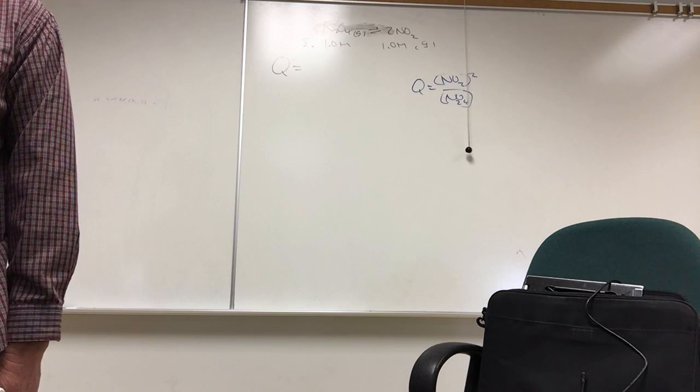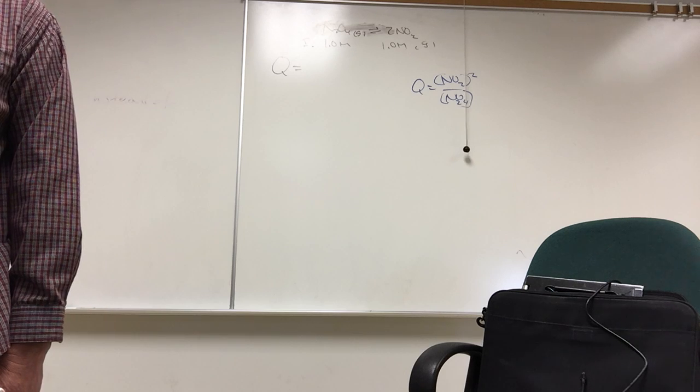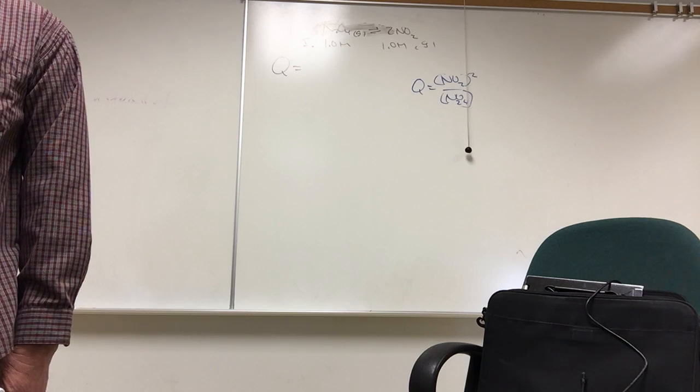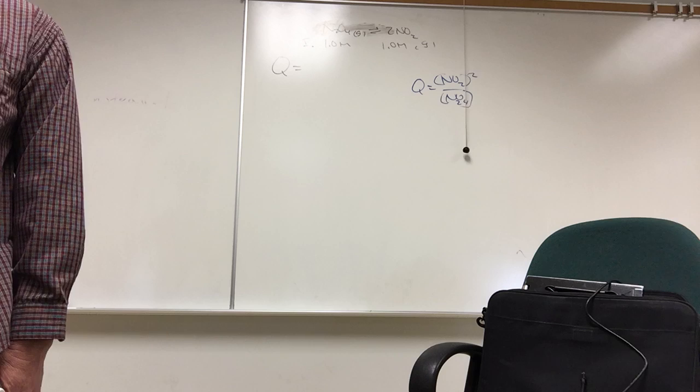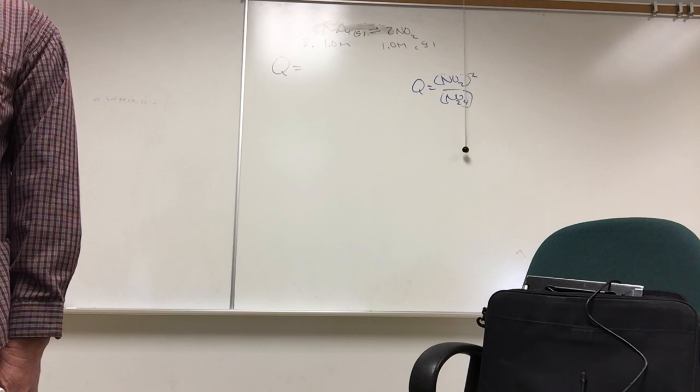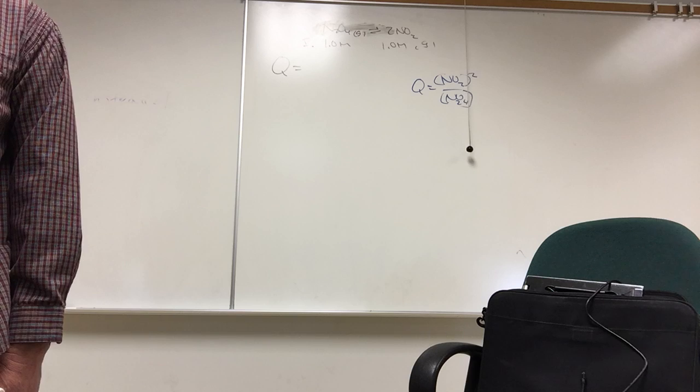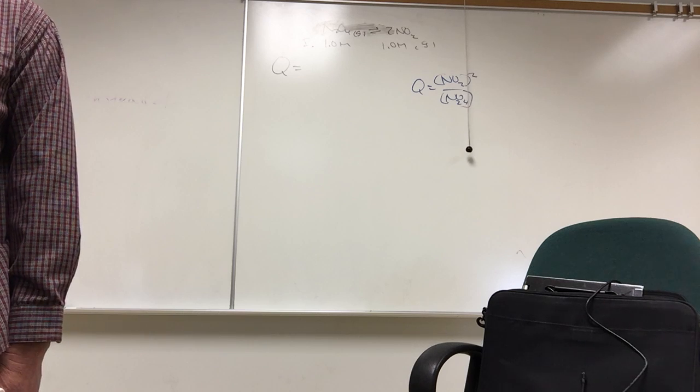What's faster than doing a Q calculation is just to reset it if I don't know which way it's going to go. If I reset it, then I know which way it's going to go. Which one was it when it shifts left? When Q is greater than K, it shifts left. Yeah, you're right. Shifts left.